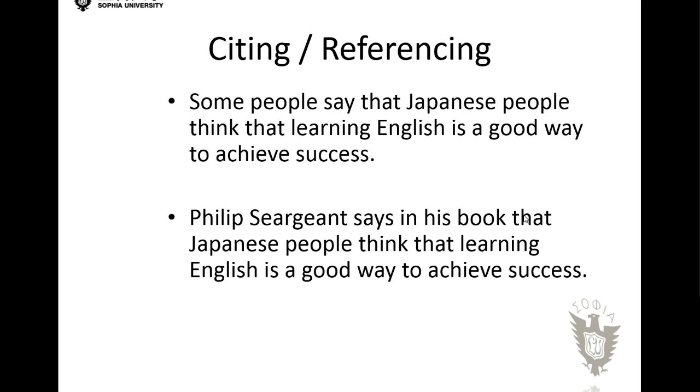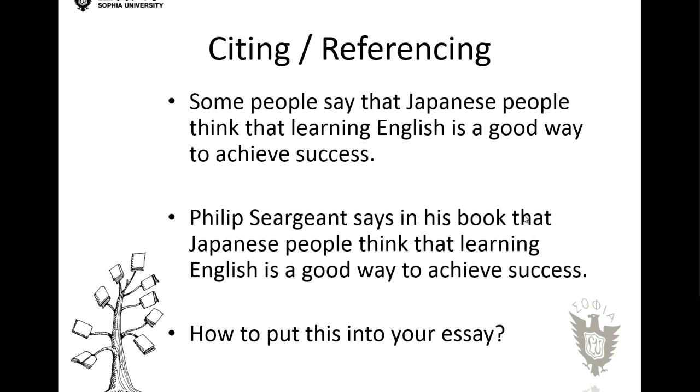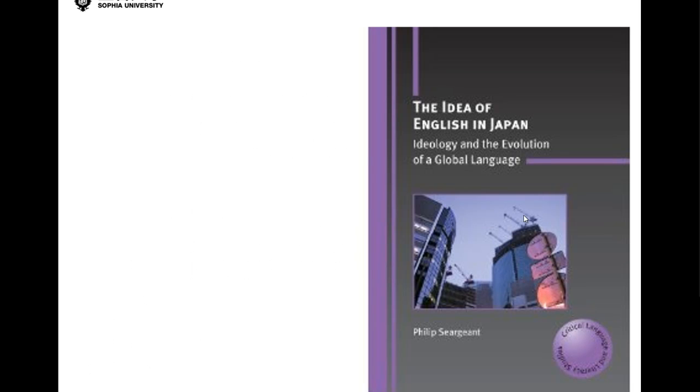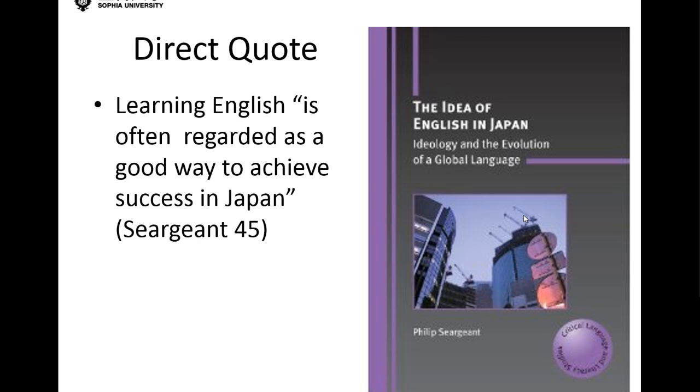So here's a better one. Philip Sargent, who's a professor at the Open University in England, says in his book that Japanese people think that learning English is a good way to achieve success. Now that's much better, but how do you put this into your essay? Well, here's Philip Sargent's book, The Idea of English in Japan, one of my favourite books. And you can either use a direct quote, so he says on page 45, learning English, and then his words are, is often regarded as a good way to achieve success. And that's his words, so because I'm using his words, I need to use the quote marks here.